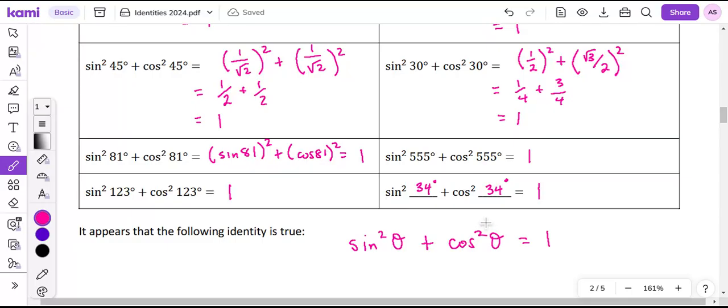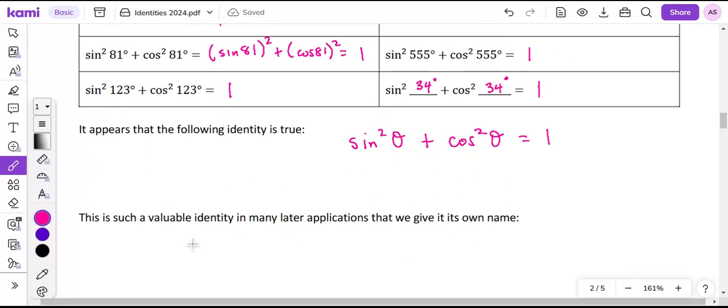This identity is so important. It shows up in so many applications. It is so useful. We give it its own name, and we call it the Pythagorean identity. I still don't know how to say that word, Pythagorean. Now we don't call it the Pythagorean theorem. We call it the law of squares or something. But I know no other name than the Pythagorean identity for this one.